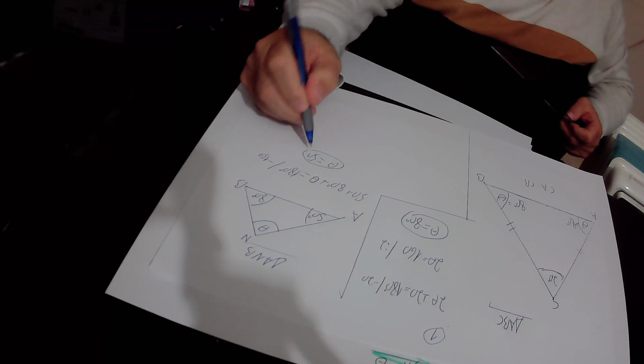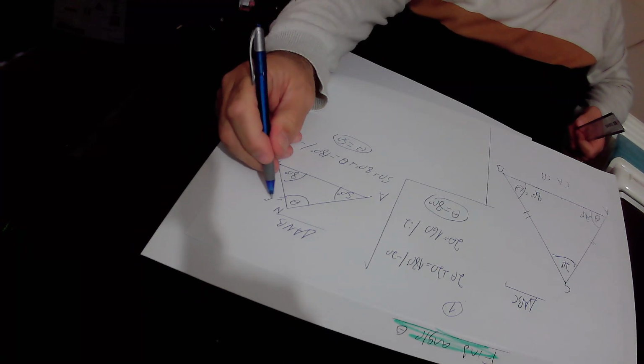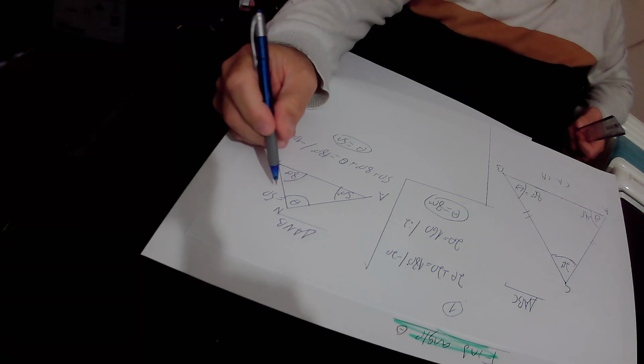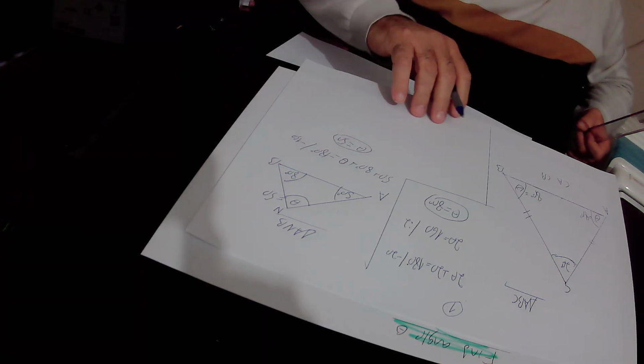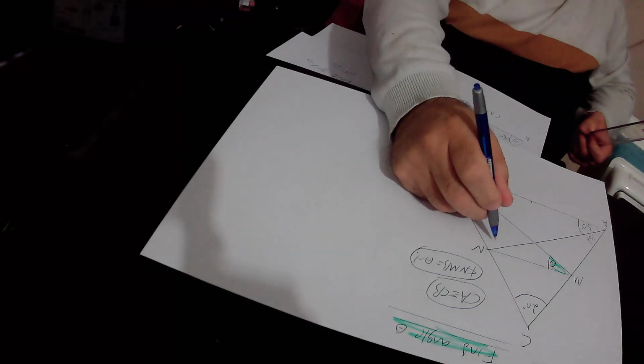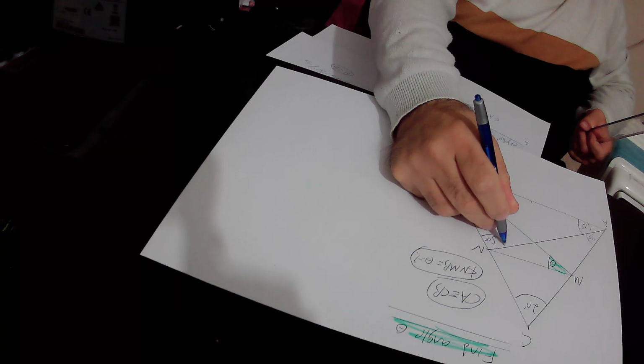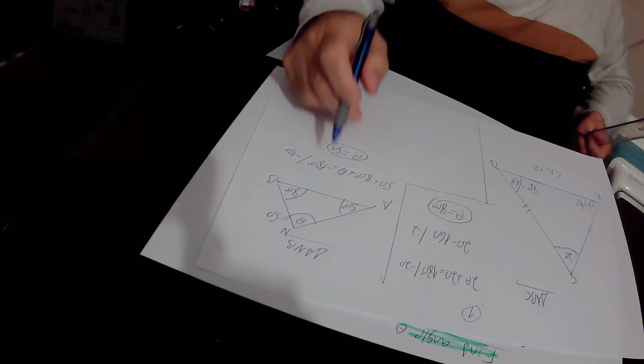So this angle theta equals 50 degrees in its size, that is to say, angle ANB equals 50 degrees in its size. We'll continue to focus on triangle ANB, this triangle.